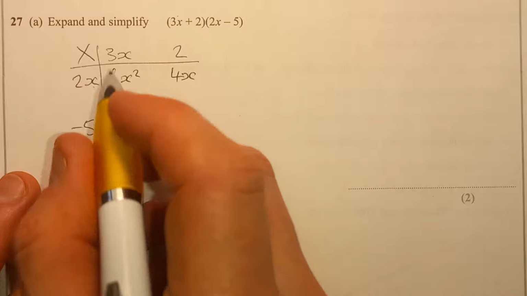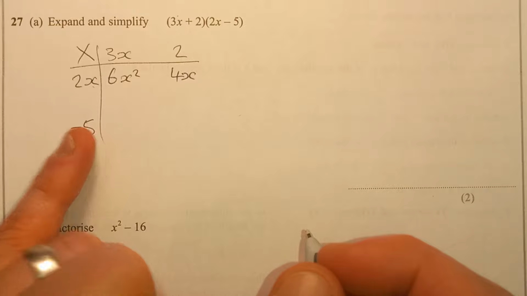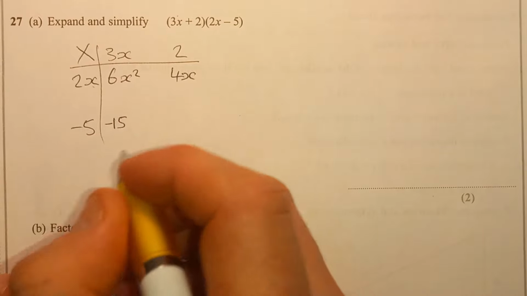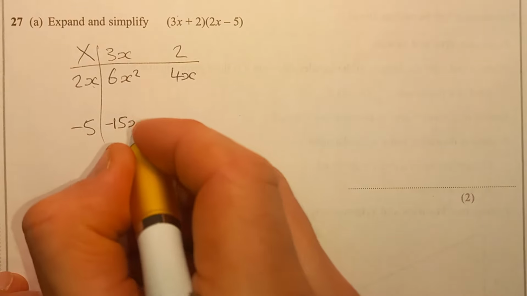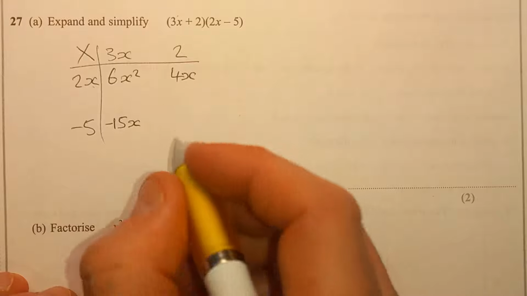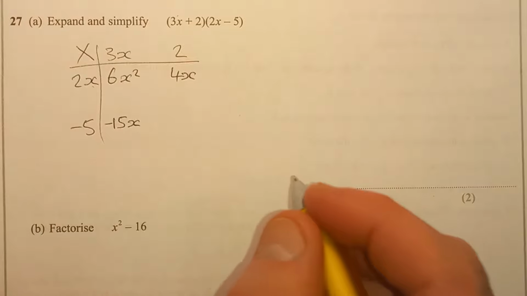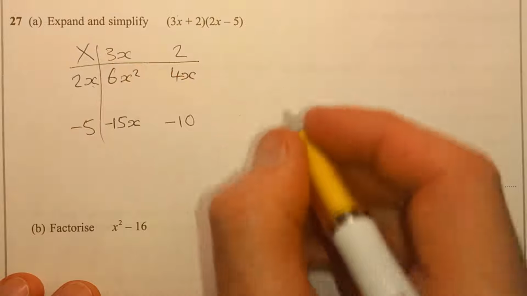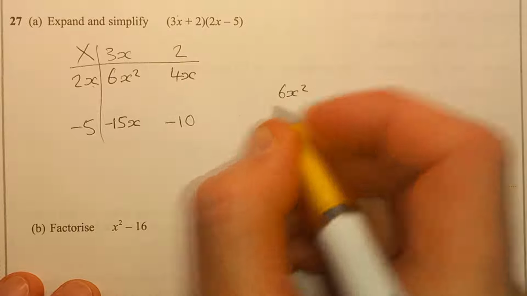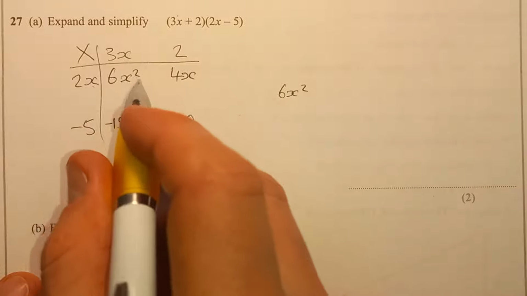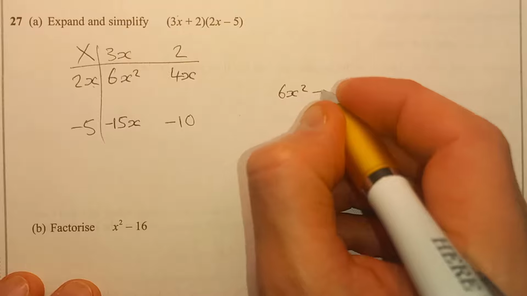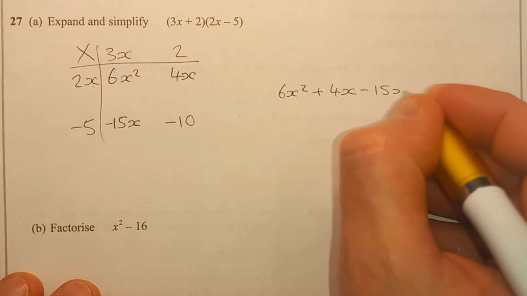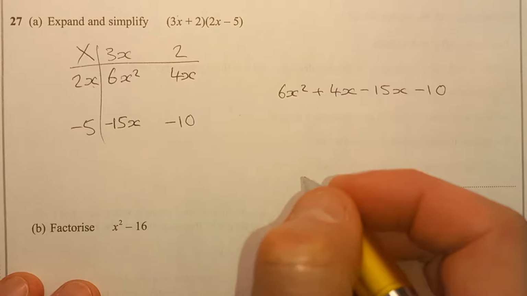Minus 5 times 3x, well 3 times 5, 5, 10, 15. But it's minus 5, so we keep the negative there. And we also need the x. 2 times minus 5, or 5, 10. So we've got minus 10. So add these all up. Always start with the term that's got most powers of x. So 6x squared plus 4x minus 15x minus 10.